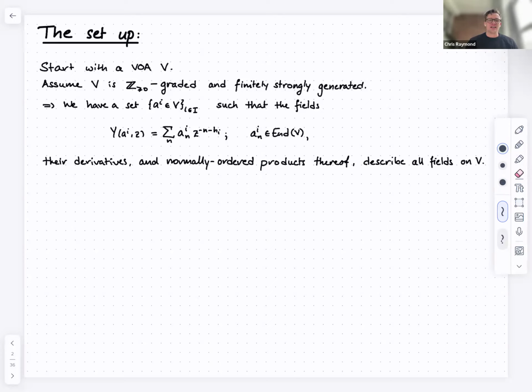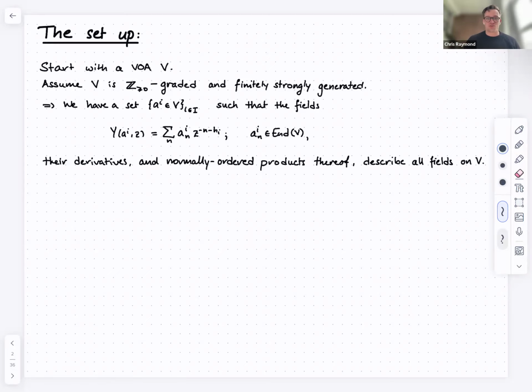So what do I mean by that? I have some set of vectors that live inside my VOA such that the fields corresponding to those vectors, here I have my usual field map, the fields, their derivatives, and the normally ordered products of the fields and the derivatives can be used to describe all the fields that act on V, up to linearity. Taking linear combinations of these things gives you everything. So these are, in a sense, the nicest set of VOAs that we can start off with. And really, the motivation behind this is that I want VOAs whose mode algebra has some nice PBW basis. That's where we're going.